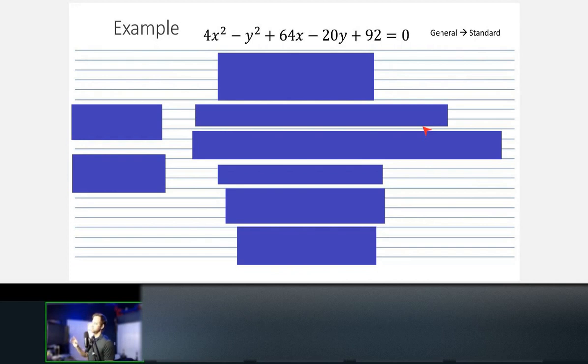So make sure you know the characteristics: circle versus ellipse versus hyperbola, and identifying what it is in general form, and also be able to look at standard form and know what it is, which I think is a little easier.